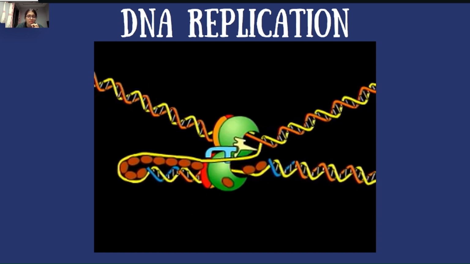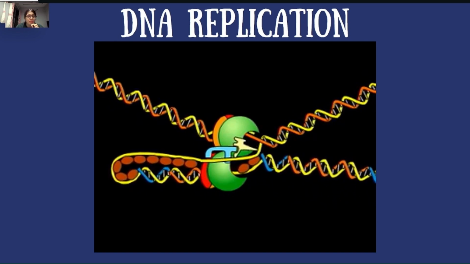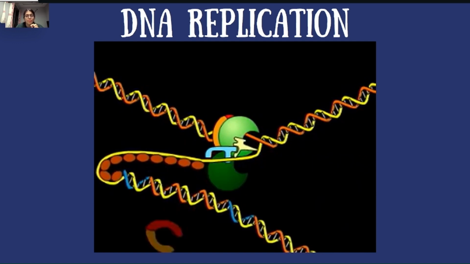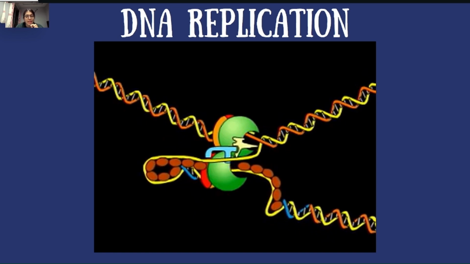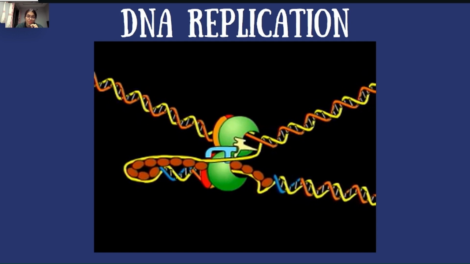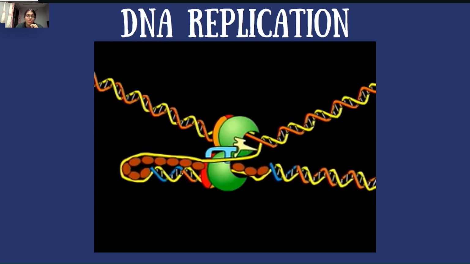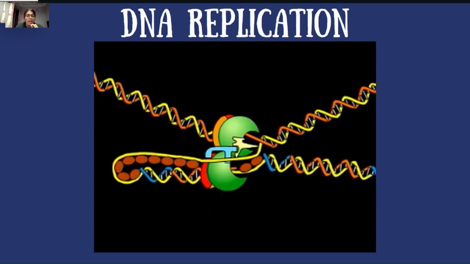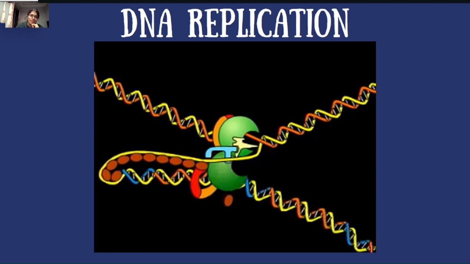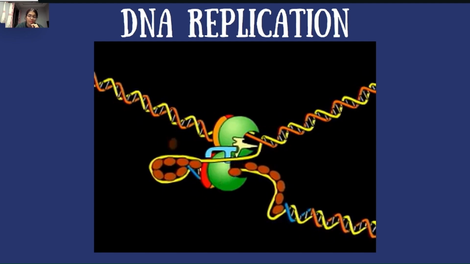But how does this intricate process happen so accurately and efficiently? That's where the enzymes come into the picture, each playing a specific role to ensure that the job is done right. Let's break down the key enzymes involved in the process of DNA replication.